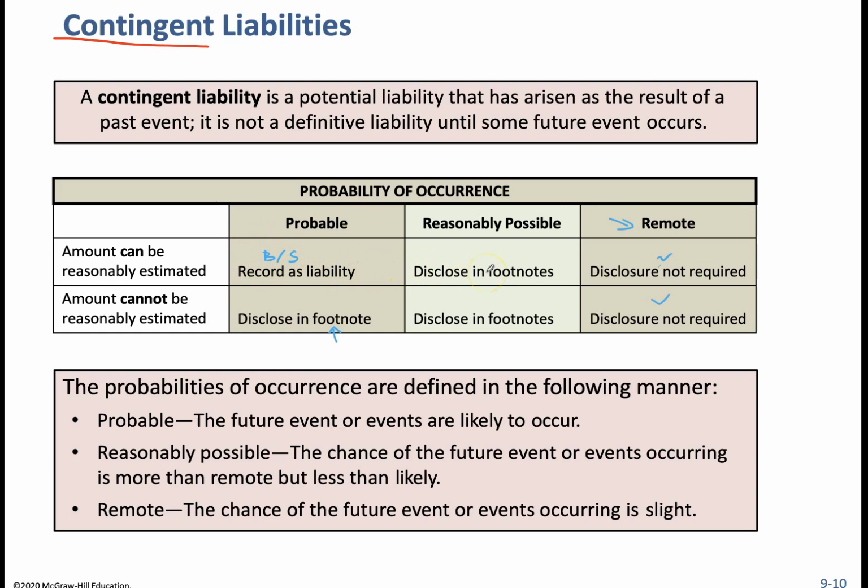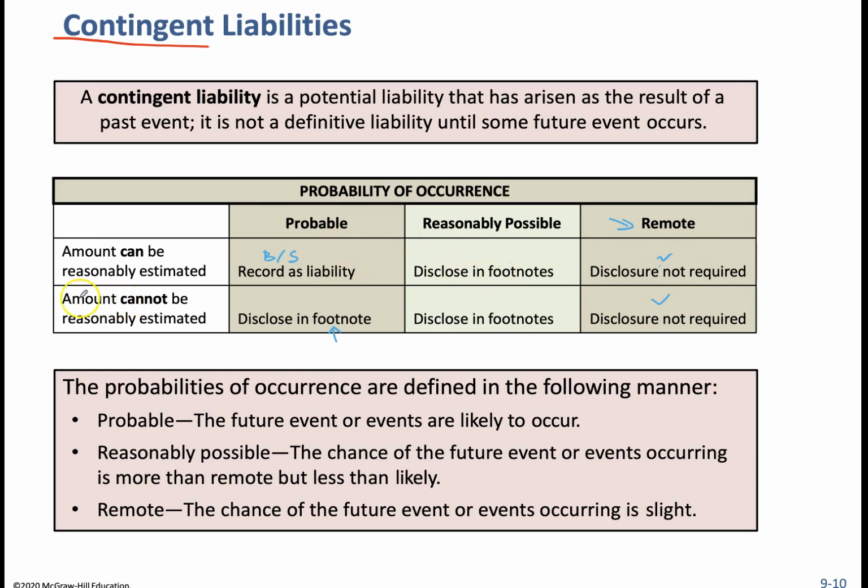If we are not that sure, which means it's reasonably possible, and we can estimate the amount, then we will disclose that in the footnote of the financial statement. If the likelihood is very small, which we call remote, and although we could estimate the amount, we don't have to report those liabilities on our balance sheet or the footnote.